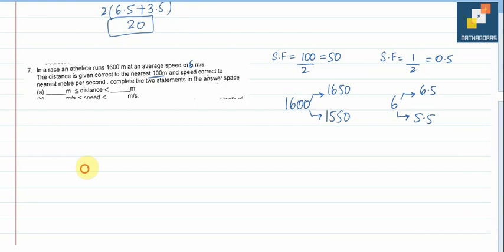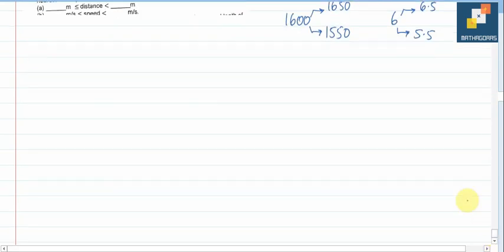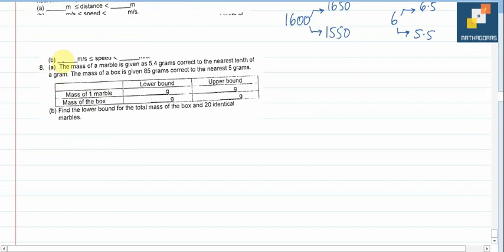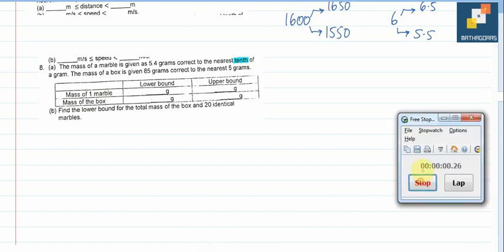So moving on to the next question, the last question of the worksheet. It's question number 8. The mass of a marble is given as 5.4 grams correct to the nearest tenth of a gram. Now there is a confusing word, that is tenth of a gram. The mass of a box is 85 correct to the nearest 5. So first you need to give it a try by yourself, and the time you have is 2 minutes. So give it a try and then I will start.